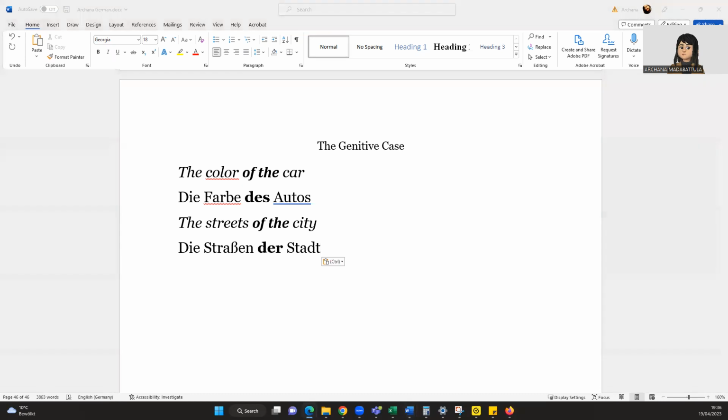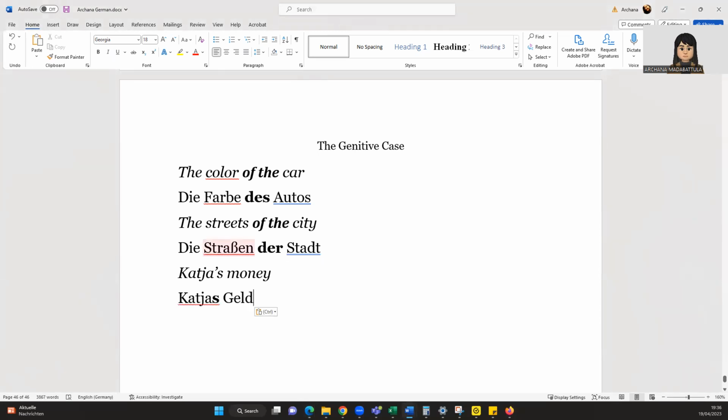Qatar's money. In English we have an apostrophe s for this, correct? But in German, we generally do not have any apostrophes. We just add an s. So it is called Katars Geld. Now, father's house. In English it is an apostrophe s, but in German we don't have an apostrophe s. It is called Vaters Haus. We just mention it as Vaters Haus.